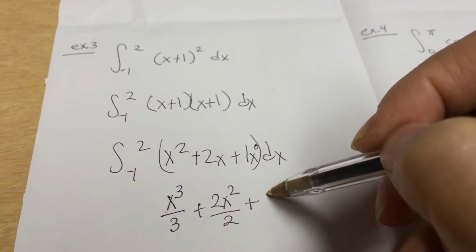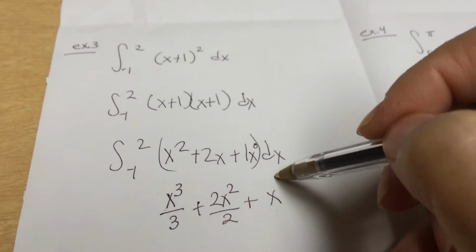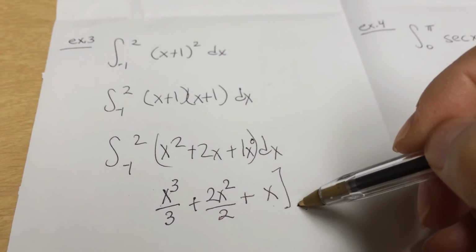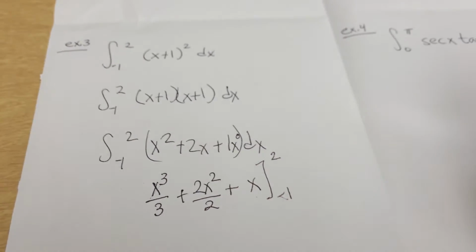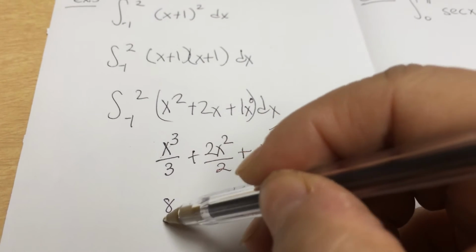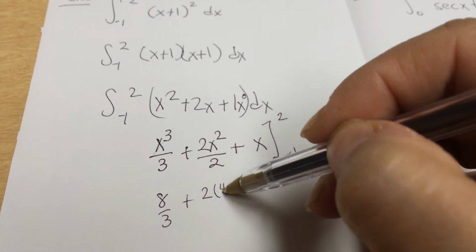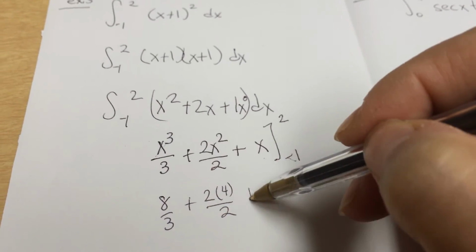So when we do the integration, it'll become x to the 1st over 1. And we don't need to put that 1 right there, so that's why I'm not putting the 1 right there. Okay? So now let's put in the substitution. So then if I put in 2, this will give us 8/3 plus 2, and then that's going to give us, what, 4/2 plus 2.